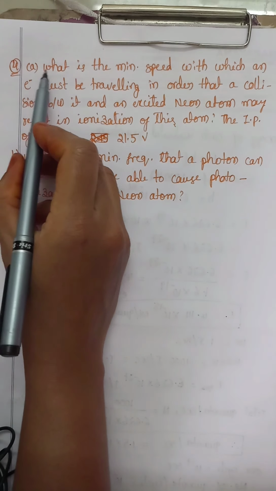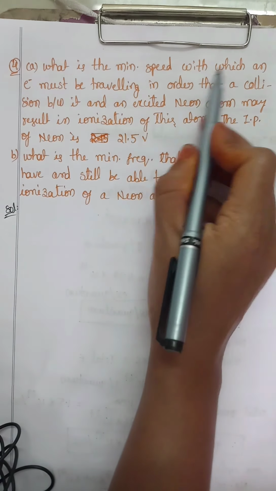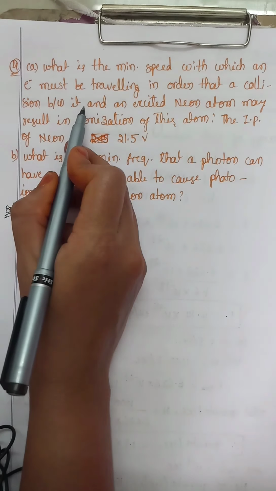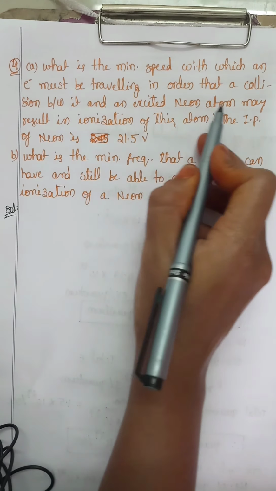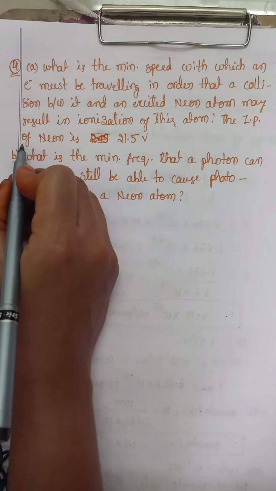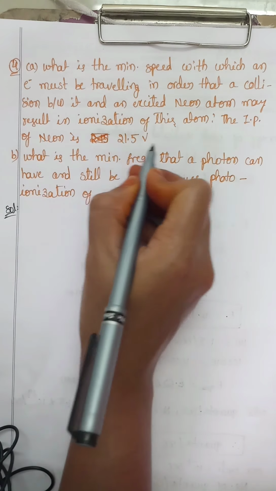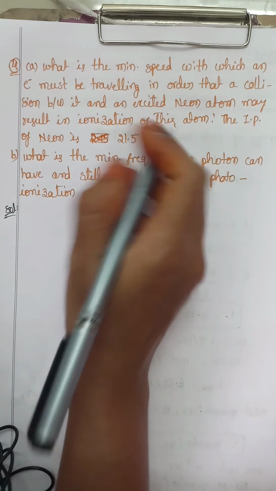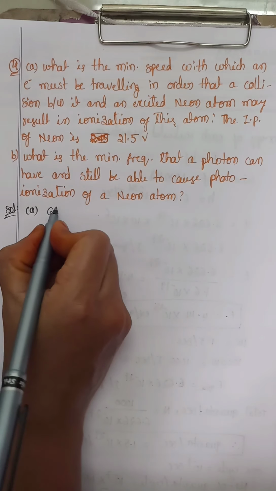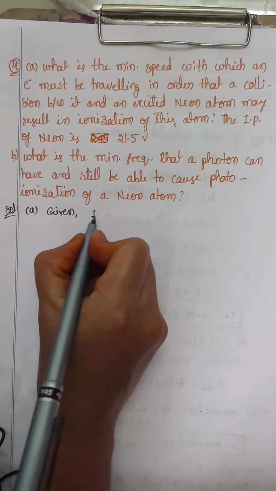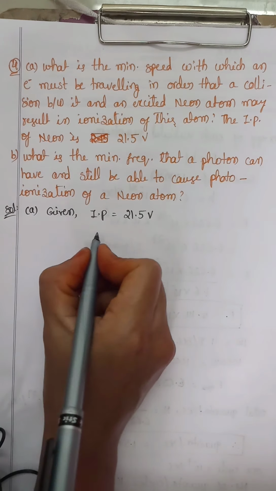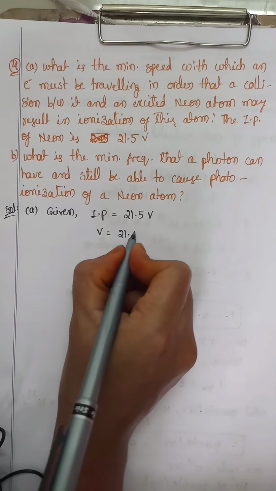The next problem is, what is the minimum speed with which an electron must be travelling in order that a collision between it and an excited neon atom may result in ionization of this atom? The ionization potential of neon is 21.5 volts. First, let us do problem number A. Given that the ionization potential of neon is 21.5 V, that means capital V is given as 21.5 V.